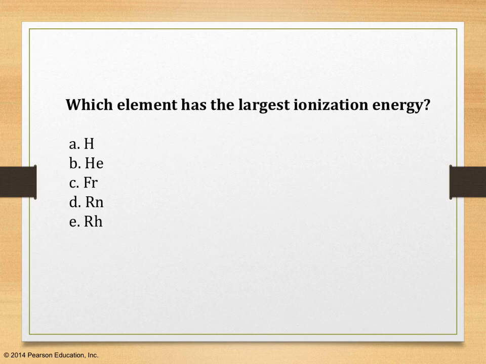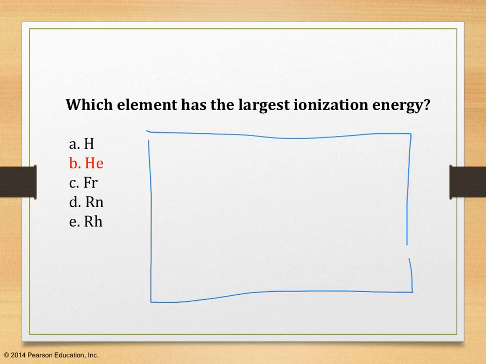Here's a typical multiple choice question about ionization energy. Look at the following elements and tell me which of these has the highest ionization energy. Which of these has valence electrons that require the most energy to remove? I would pause the video, look at a periodic table, and see if you can give that a guess. If you picked helium, you're correct. But let me show you.